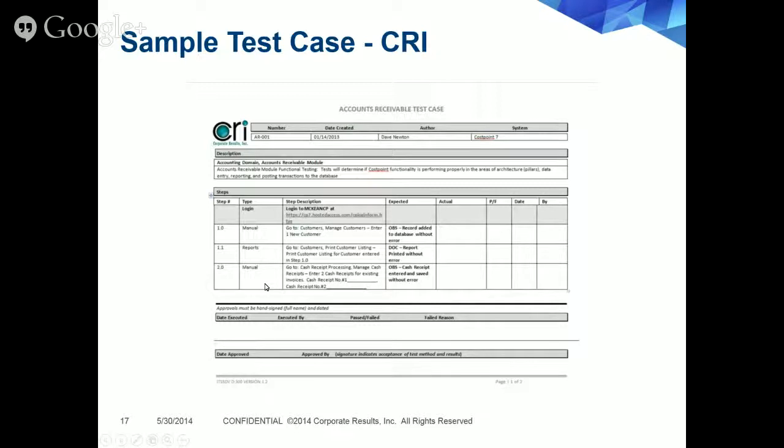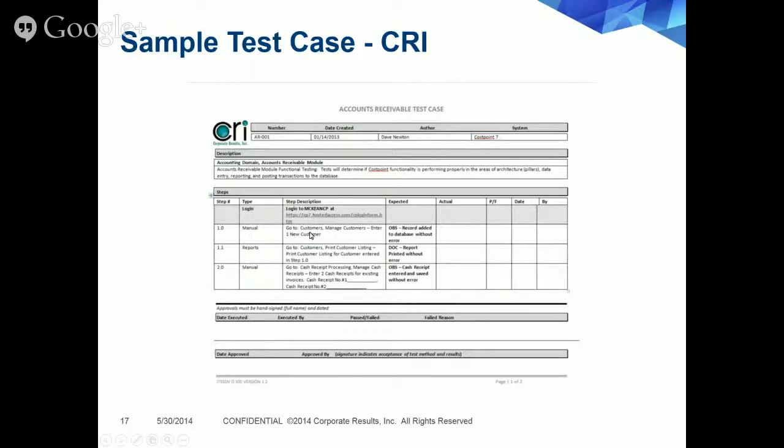This test case is condensed just for this presentation purpose. Most of our test cases have anywhere between 15 to 40 steps. This one only has 2, but it basically outlines the same functionality that you'll see within the test cases. So it has the steps listed vertically here, and then it has the type of step that would be performed. You can see here for step 1, it's going to be a manual process of going to customers, manage customers, enter one new customer.